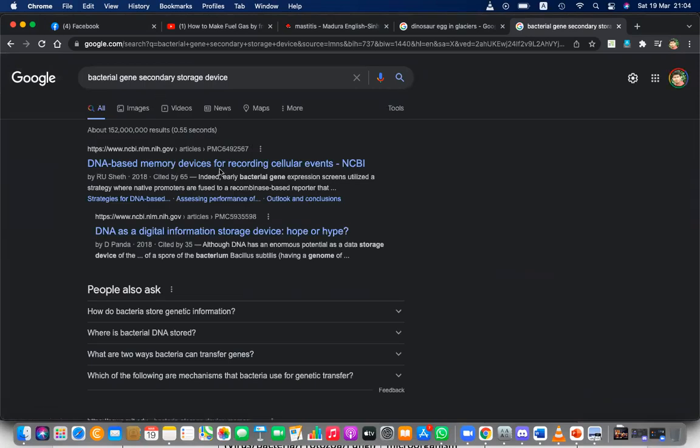This is DNA-based memory devices, right? Microorganisms are useful in these DNA-based memory devices. This is related to technology. That is not there in your book, but still you can add that as a special note. You can look at these videos, explore and learn more about that. Okay, right. Excuse me, yes.